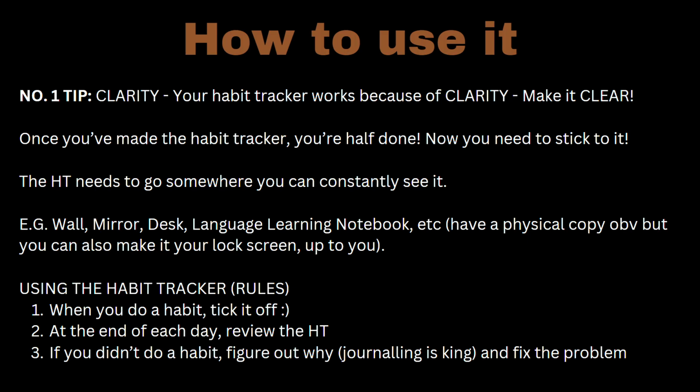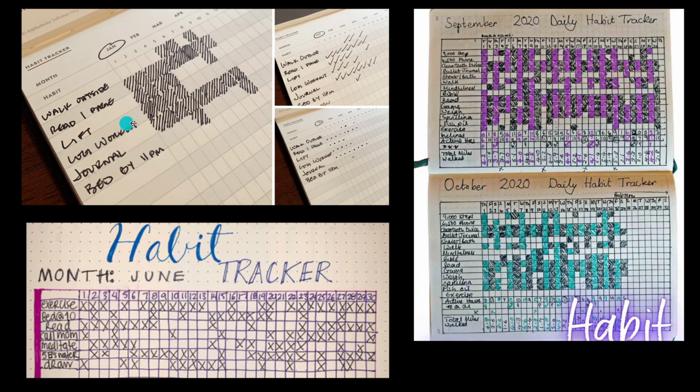Rule number 3, if you didn't do a habit, you need to figure out why you didn't do it. So if we look at this one, for example, this top one here, top left, day number 1 through 4, you can see this person missed walking outside. So say at the end of day 1, we've done all 4 habits except for walk outside and bed by 11 p.m. That one would be kind of weird because you can't really go to bed before you tick it off. But yeah, say we've missed walking outside.